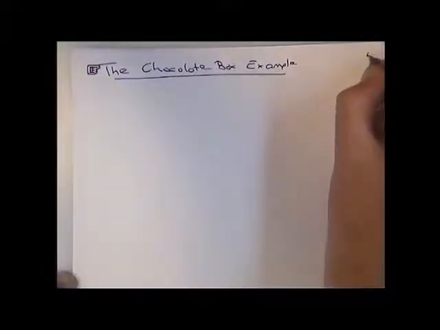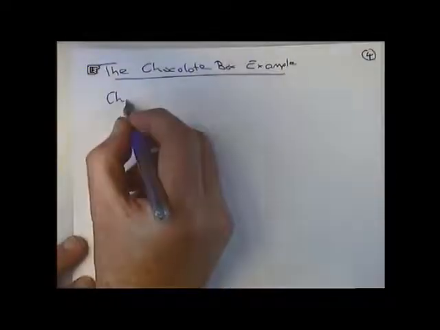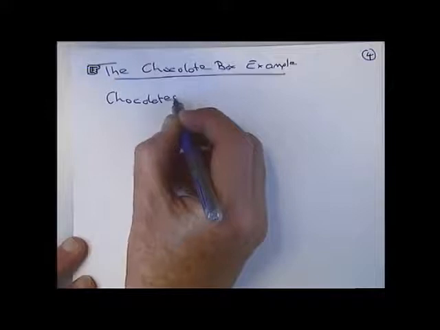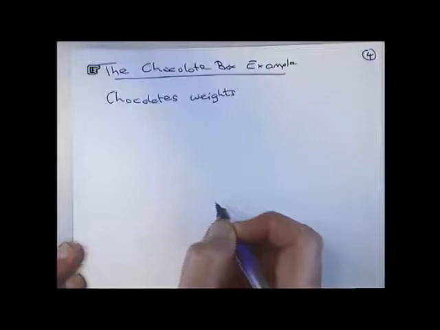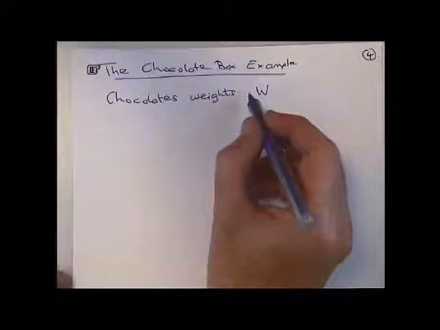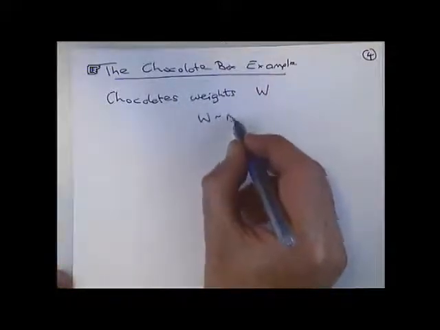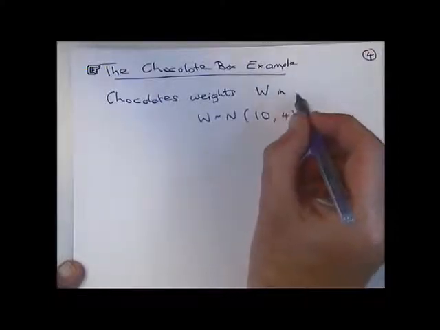I think it deserves its own page. It's really not too bad. But this brings together the aspects of the central limit theorem and the normal distribution, and basically it pretty much deals with every eventuality. So we are dealing with chocolates, and we're interested in their weights. I'm going to have W for my random variable for the weights of my chocolates. W is normally distributed 10, 4, and that's in grams.